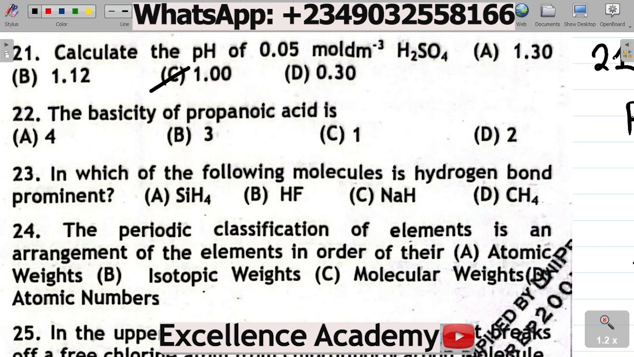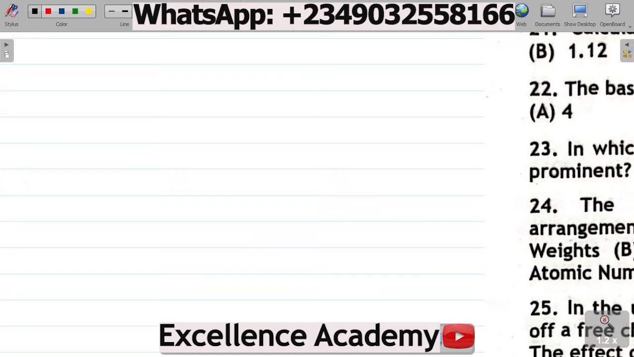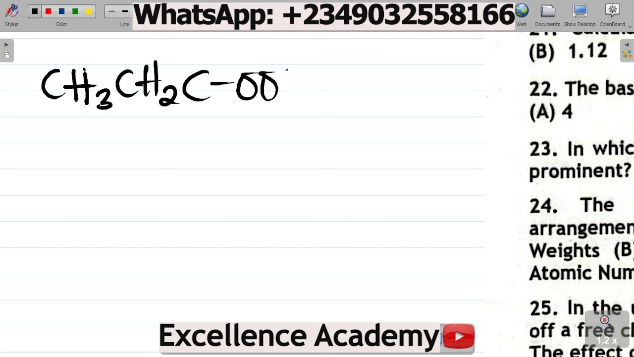So that's your answer. Next up, let's look at question number 22. All right. For 22, the question here says the basicity of propanoic acid is A 4, B 3, C 1, D 2. All right. Now, for this question here, you want to know that propanoic acid is actually given by this. All right. For propanoic acid, your formula is simply CH3, CH2, COOH. All right. So this is the formula for propanoic acid.